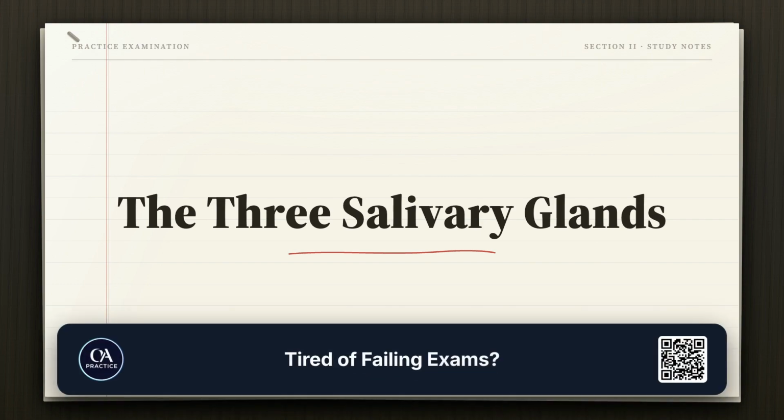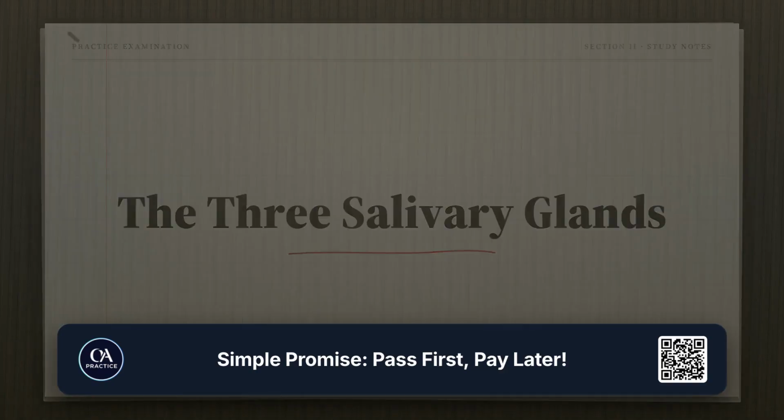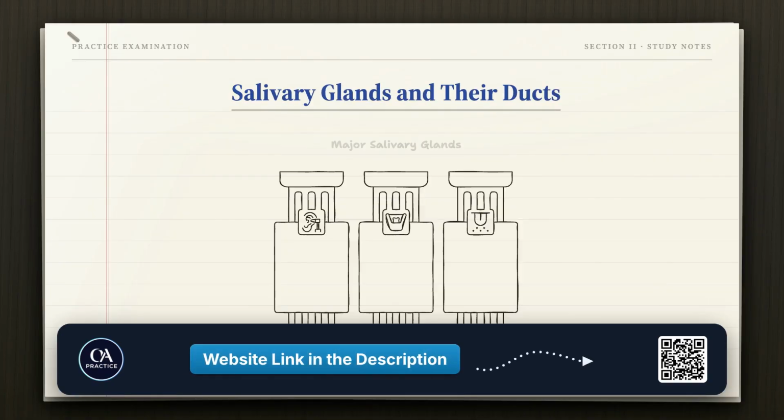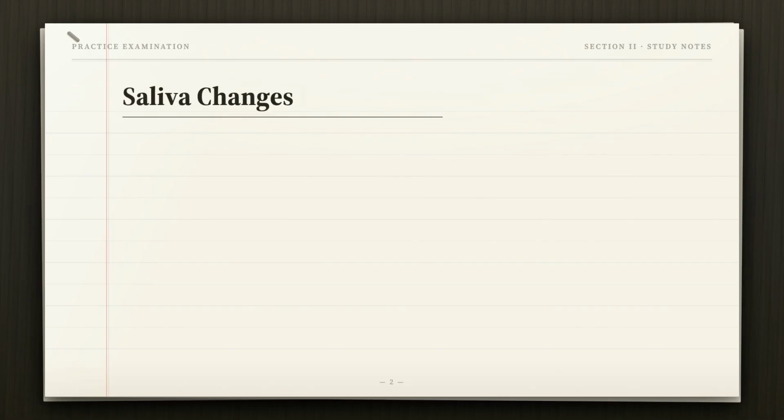Let's map out all three major salivary glands because their locations, ducts, and secretions are frequently confused with one another. The parotid gland is largest, sitting anterior to the ear, but its duct travels all the way across the cheek to open near the upper second molars. The submandibular gland sits along the jaw and opens under the tongue, producing most resting saliva. The sublingual gland is smallest, sitting in the floor of the mouth and opening there too.